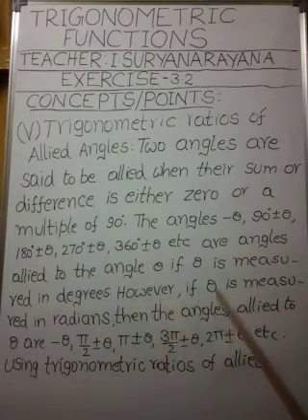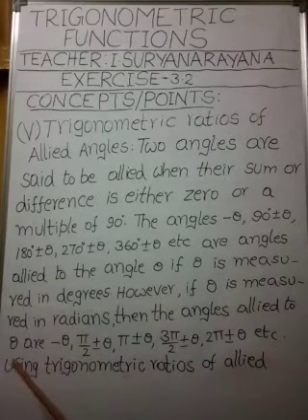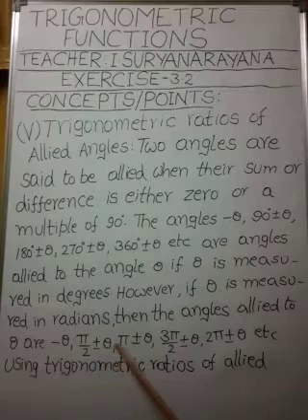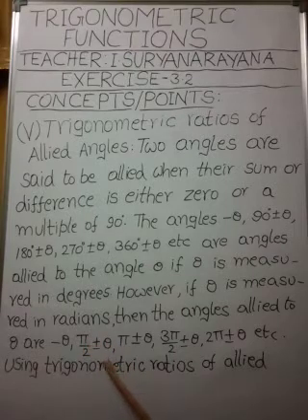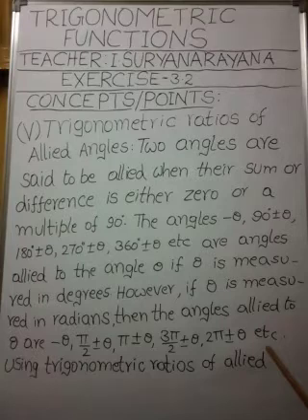However, if theta is measured in radians, then the angles allied to theta are minus theta, pi by 2 plus or minus theta, pi plus or minus theta, 3 pi by 2 plus or minus theta, 2 pi plus or minus theta, etc. Understood this point, my dear children?